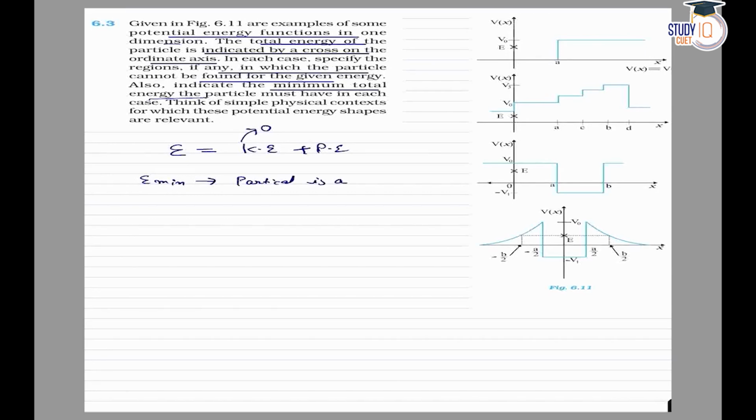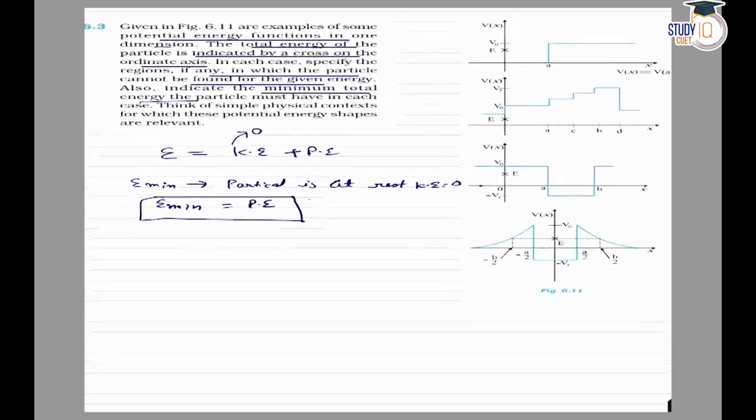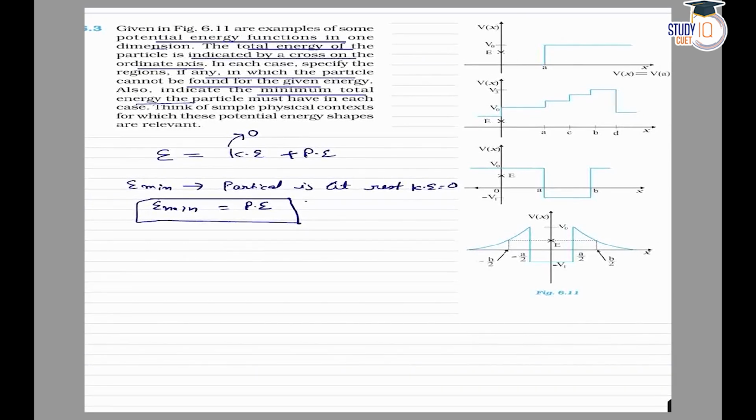And if the particle is at rest, it can be seen that kinetic energy is equal to 0. So E minimum can be written as equal to potential energy. In case of E minimum, the minimum value of energy is equal to potential energy. So different curves are given, and we are supposed to find out in which the particle cannot be found.